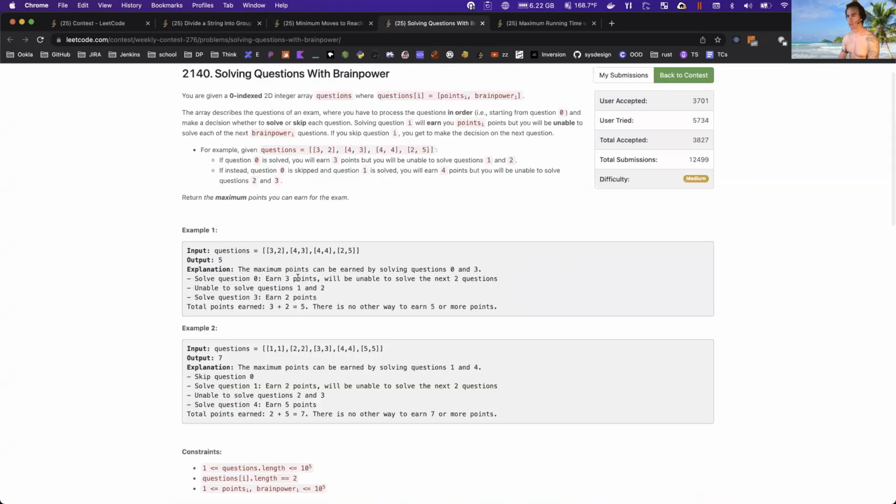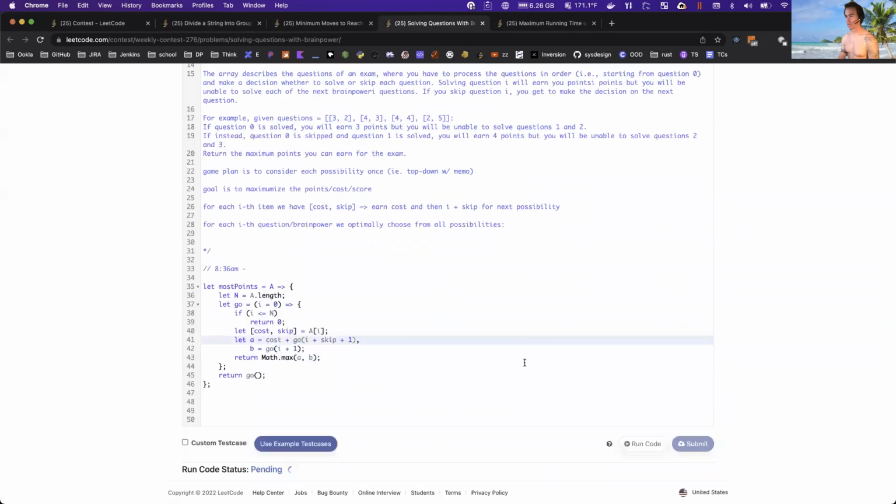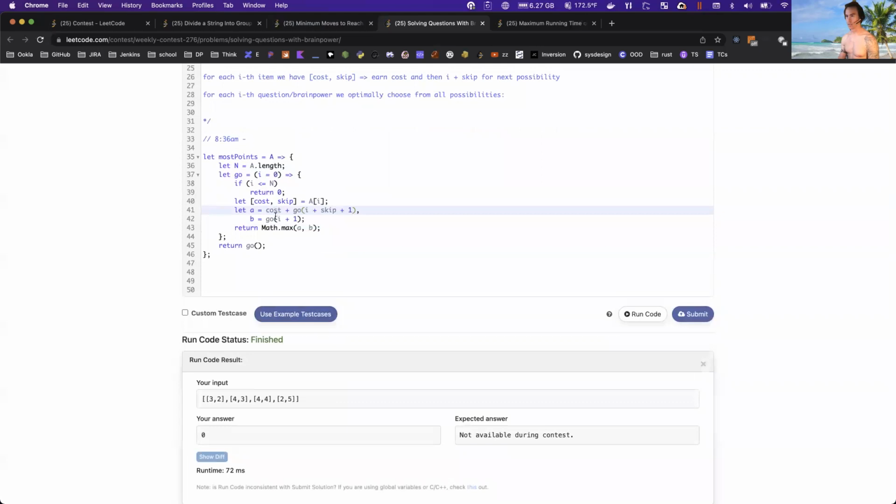Hold on, zero, that doesn't look right. I want the maximum of A and B for each A sub ith item. Cost and skip, return and go, I equals zero. I plus skip. 0, 1, 2, plus 1. 1, 2, and then we'll go to that one next. So what's going on here? Why is it 0?